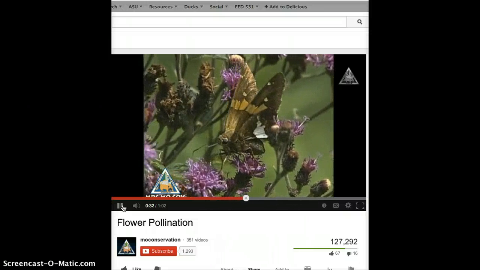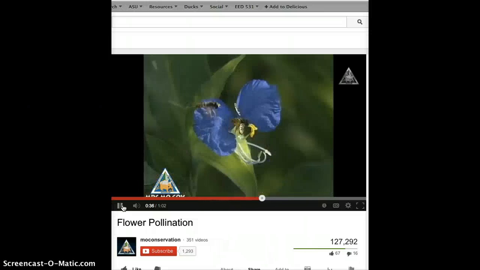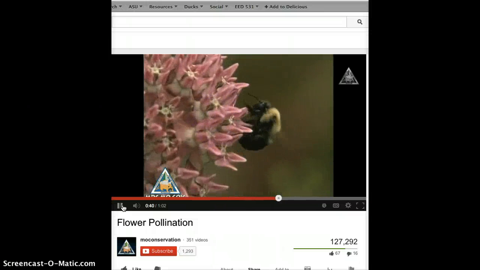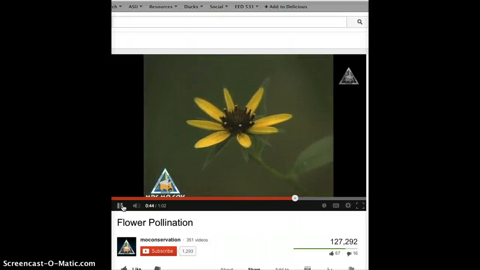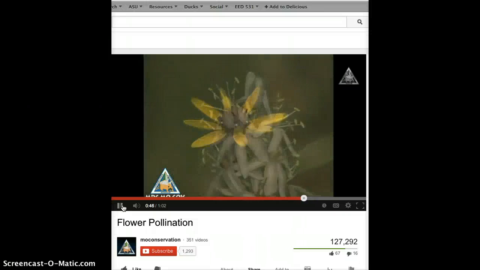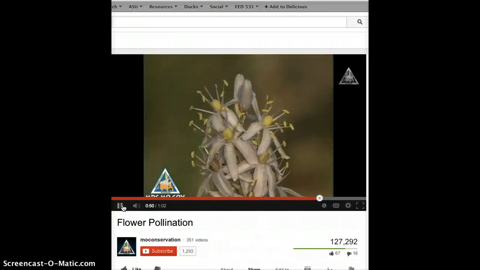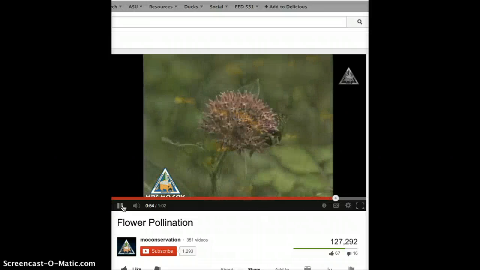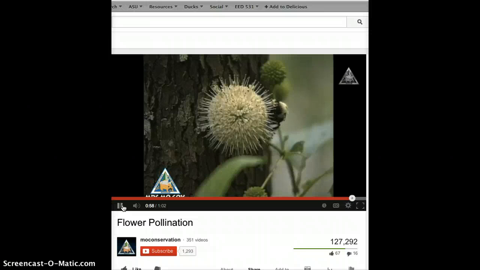Bees, butterflies, and other insects gather pollen and nectar to feed themselves and their young. As insects move from plant to plant, they transfer pollen from one flower to the next. Fertilization occurs and seeds are formed. Over time, flowers have developed colors, smells, and shapes that successfully entice insects. At the same time, insects have developed features and behaviors that make them more effective pollinators.